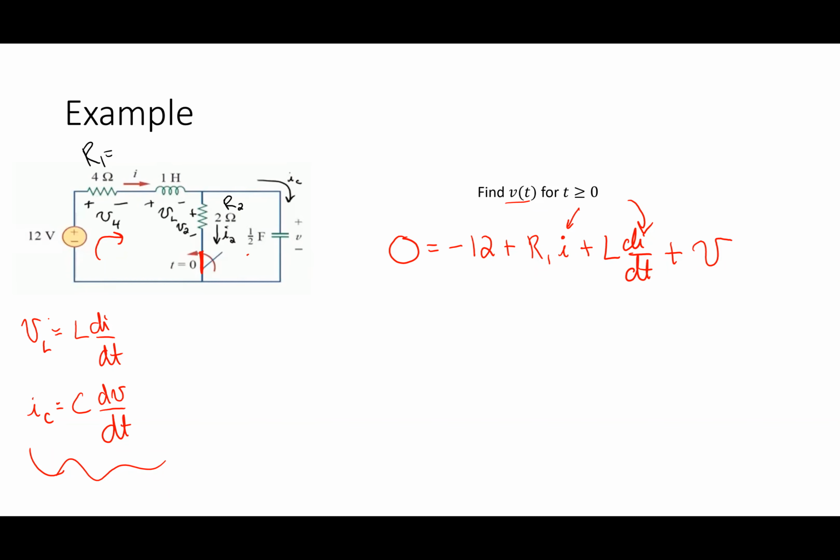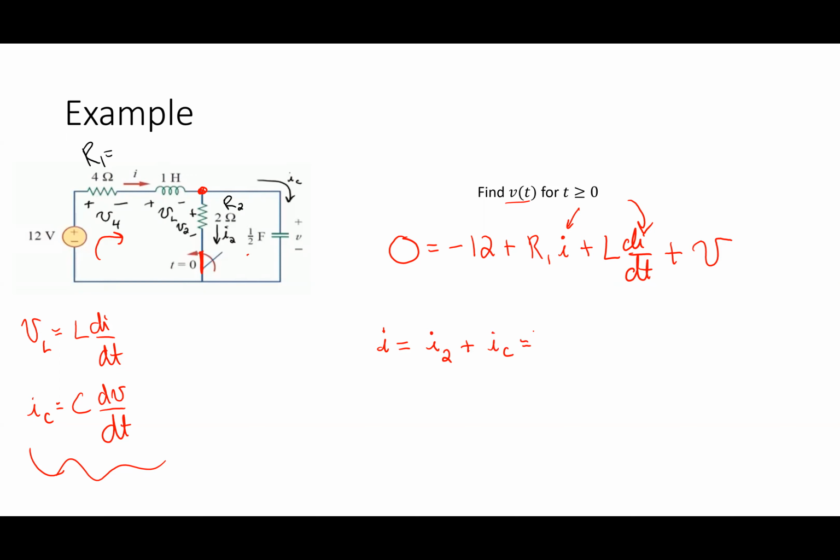KCL. All right. We only have one node to work with here, right? So which node is that? The one with the middle branch. This one right here, right? So why don't we say this? I can say I, which flows into that node, is equal to the current that flows through R2, what I labeled as I2, plus IC. Okay, so help me out. How can I fill in something for I2 and for IC?